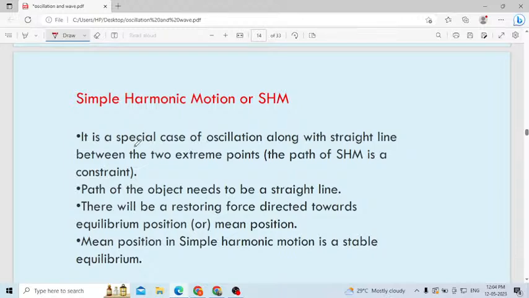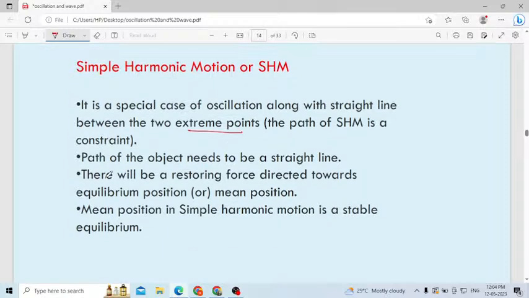It is a special case of oscillating along a straight line between the two extreme points. The path of simple harmonic motion is constant. The path of the object needs to be a straight line. Yes, here the path of the object will always be a straight line. There will be a restoring force. Here also you can observe the restoring force directed towards the equilibrium position, the mean position.